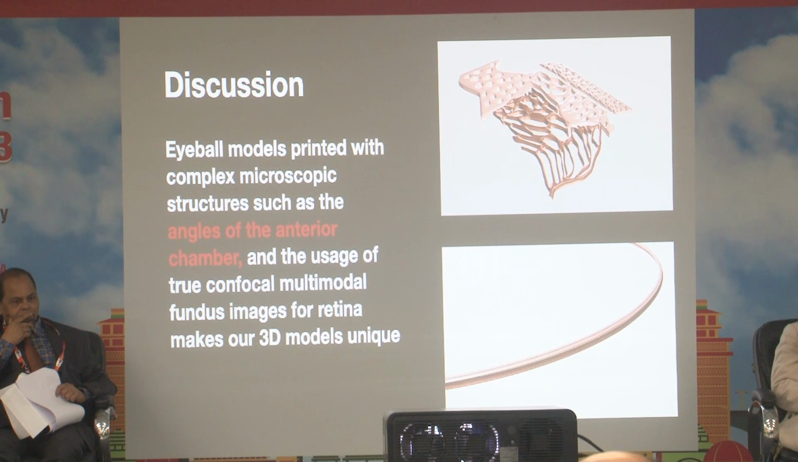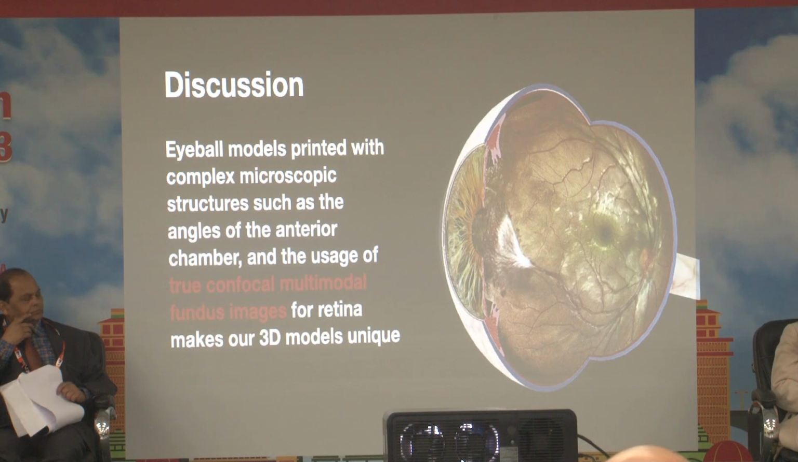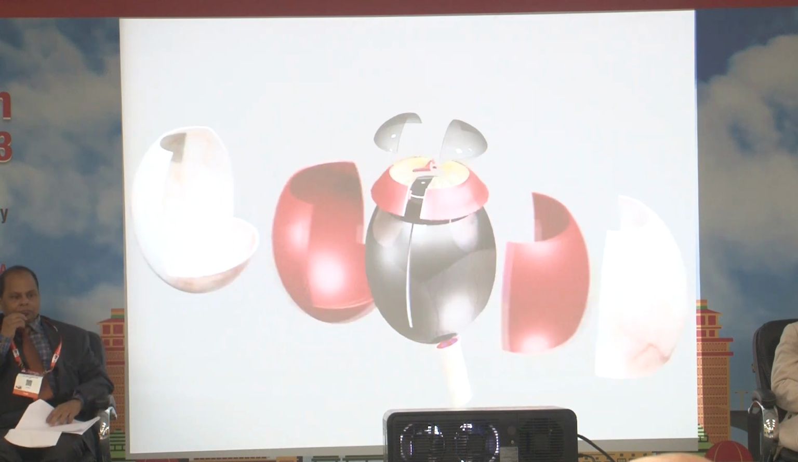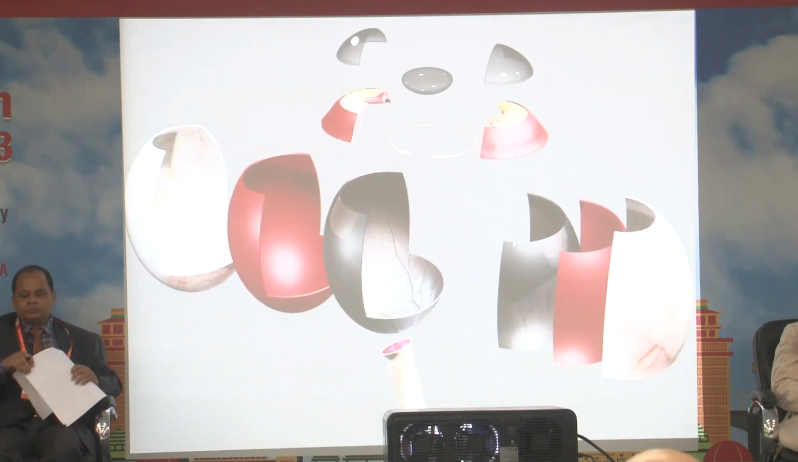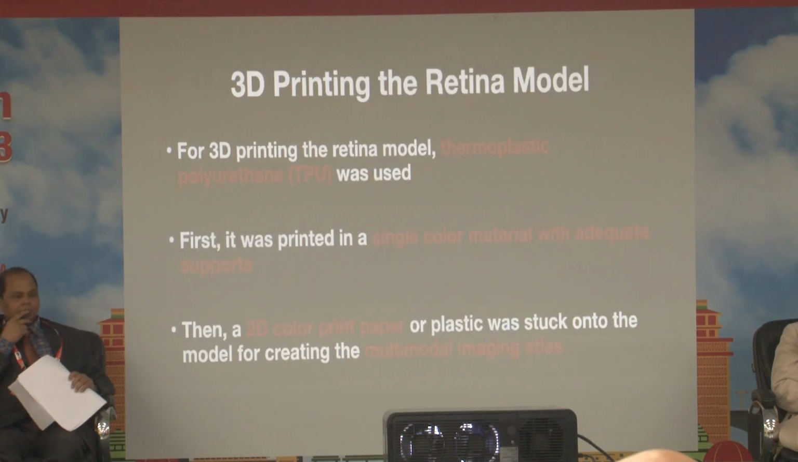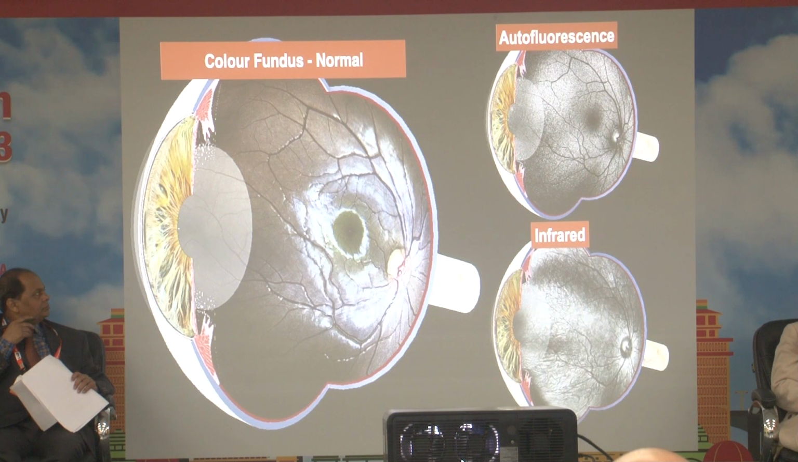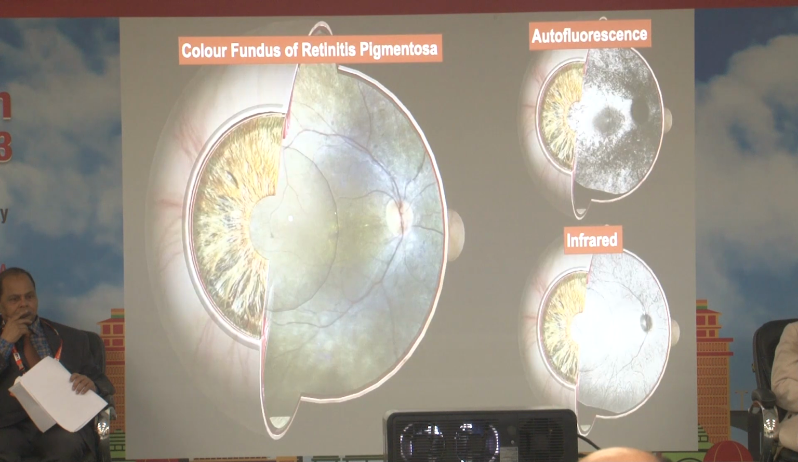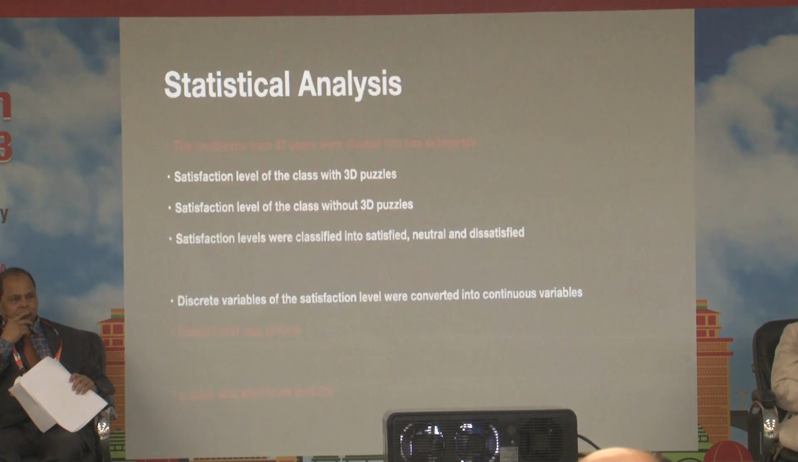And we even used real-time angiographic structures. We tried to create the fundus images as original as possible, so that learning is much better in a cognitive way for a neophyte. The retina model was printed with thermoplastic polyurethane, and we have not only normal retinal prints, but also autofluorescence and infrared, for a more holistic learning of different pathologies like a flecked retina, fibrovascular band, retinitis pigmentosa, and RNFL defect.